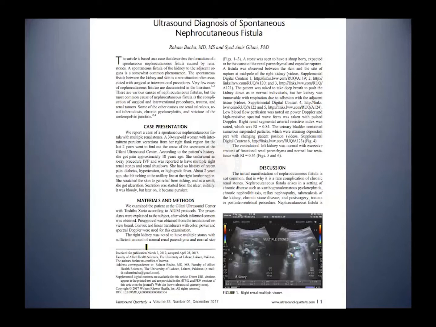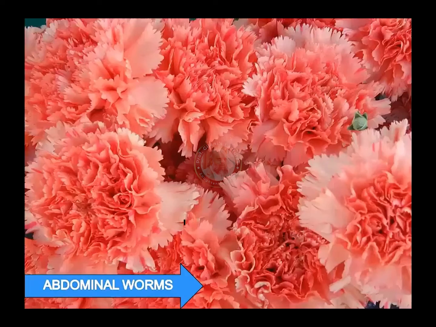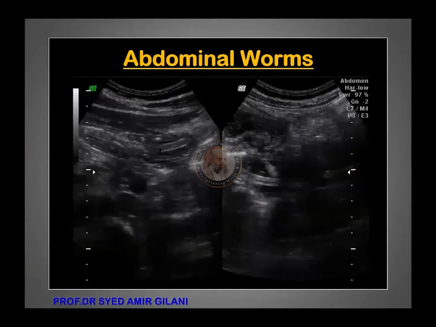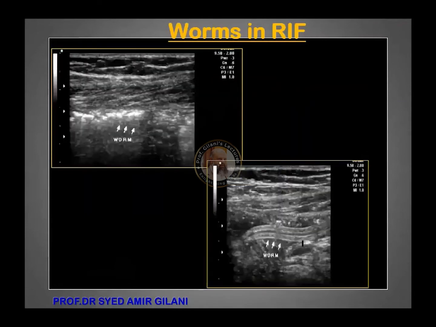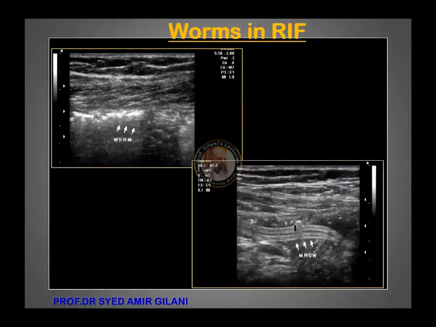The last thing is abdominal worms. While scanning the abdomen, we have to keep in mind, especially in the pediatric group, that we can have worms. This is the Ascaris lumbricoides here. This is another view, and you can see it here. You can even see the five-line appearance: 1, 2, 3, 4, and 5.